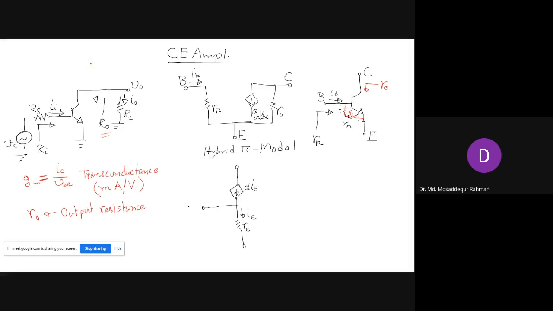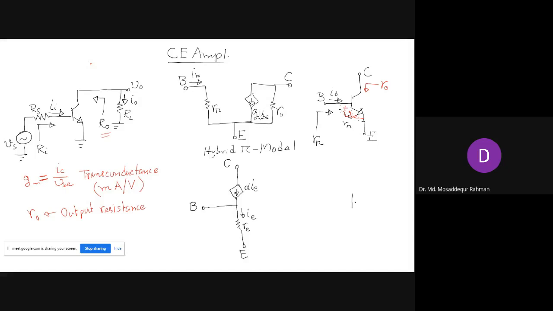So that is our T model. This is our base terminal, this is our collector terminal, and this is our emitter terminal. Now here the resistance between base and emitter is denoted as RE, and basically in the T model we are looking from the emitter side, not from the base side.